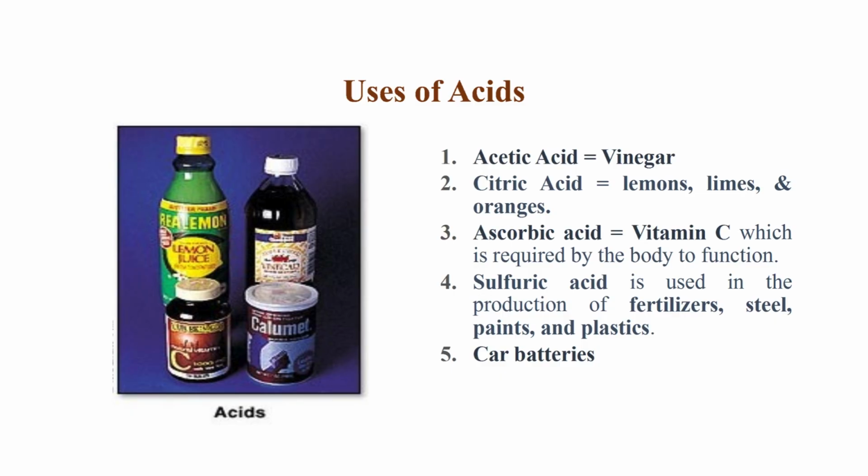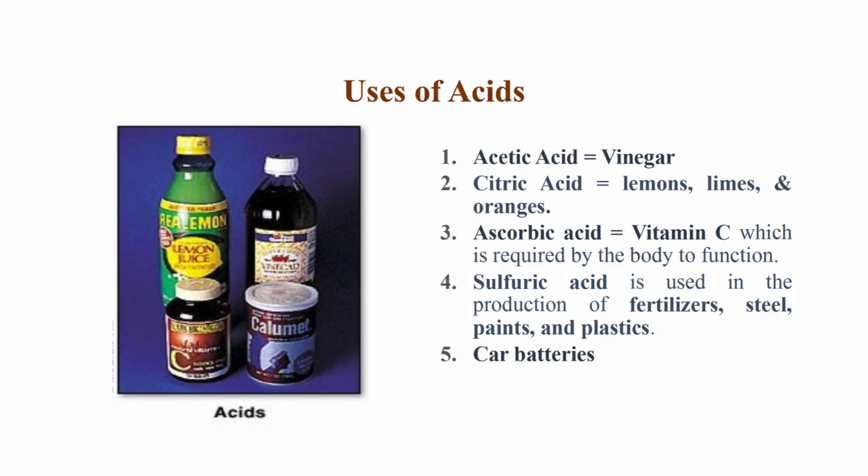Number 1 is acetic acid, which is what we know as vinegar. Number 2, citric acid, is found in lemons, limes, and oranges. Number 3, ascorbic acid, is vitamin C, which is absolutely essential for our body to function properly. Number 4, sulfuric acid is a powerhouse used in the production of fertilizers, steel, paints, and plastics. And finally, a very common use: acids are found in car batteries.